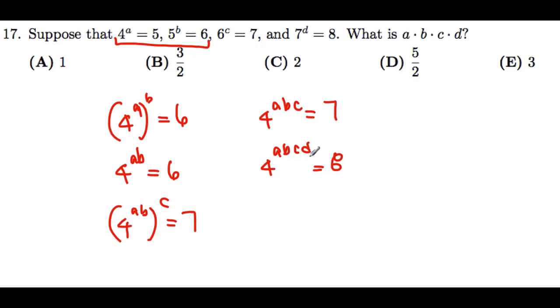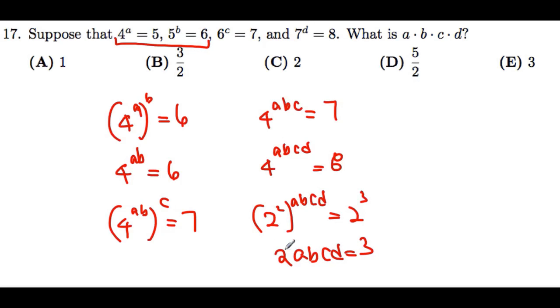But both of them share 2 as their base. So here what we end up getting is 2 squared to the ABCD must be equal to 2 to the third power. In other words, ABCD times 2 must be equal to 3. So when we try to get ABCD all alone, we just have to divide by 2. And ABCD becomes 3 over 2, which is choice B.